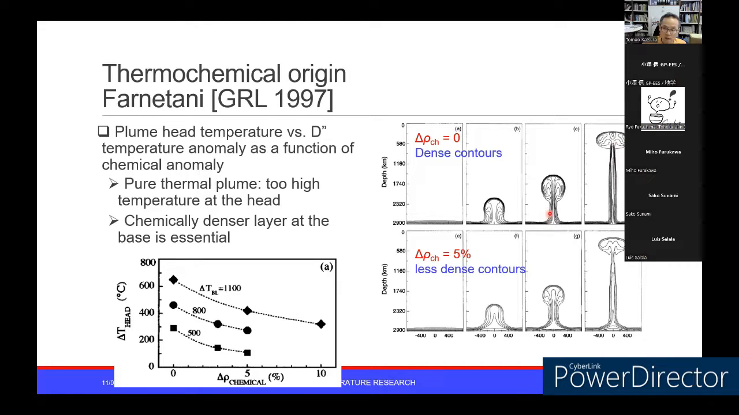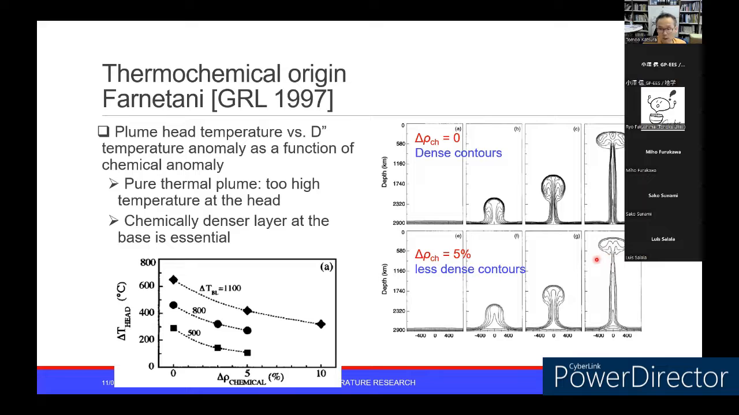You can see if the compositional anomaly does not exist, the contour is denser. Therefore, the thermal anomaly becomes stronger. If the bottom layer has a higher density, the temperature anomaly of the plume is small.